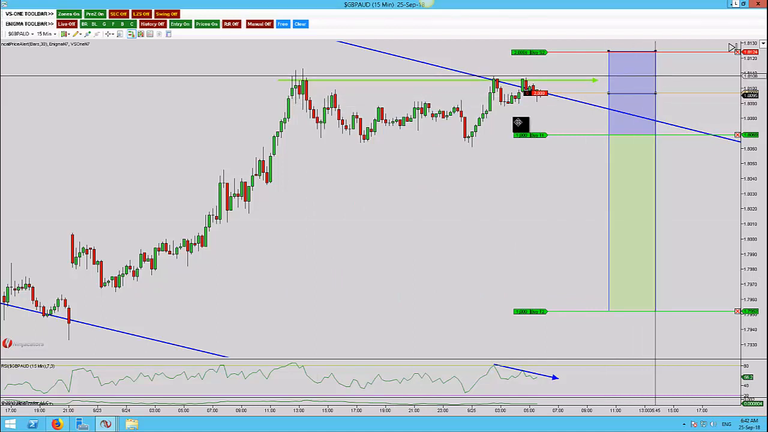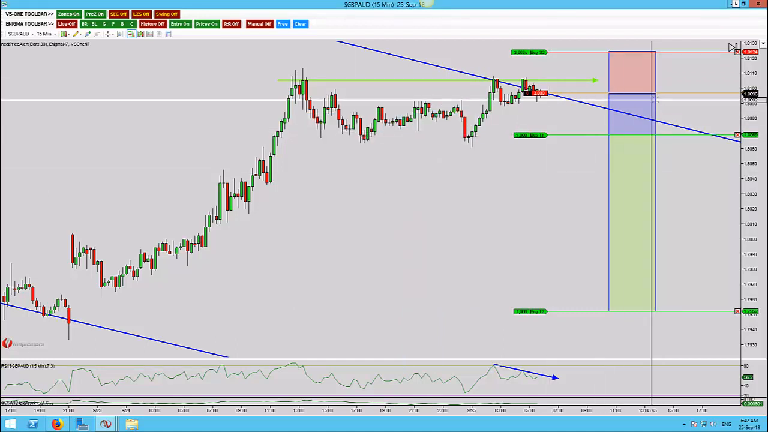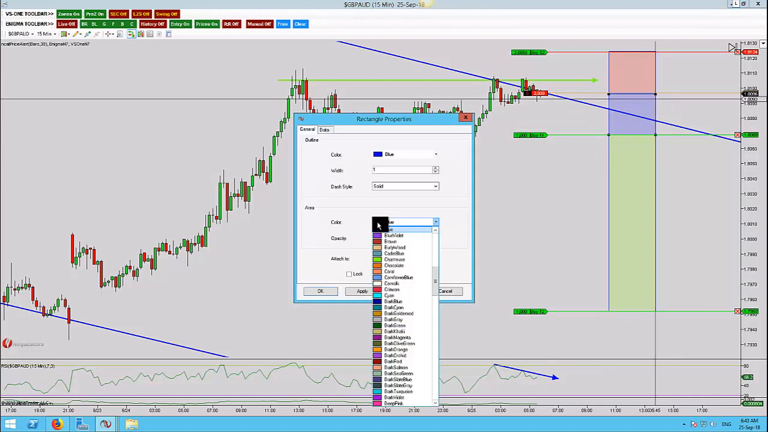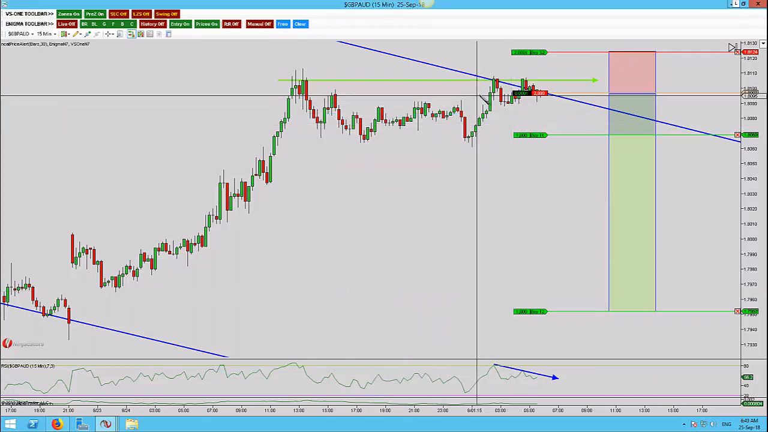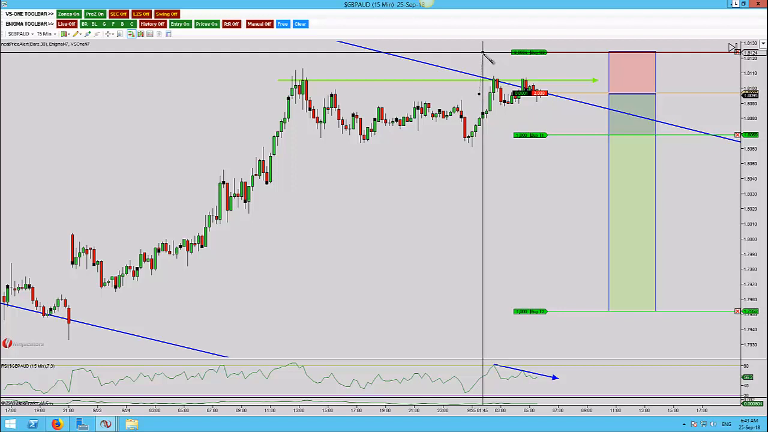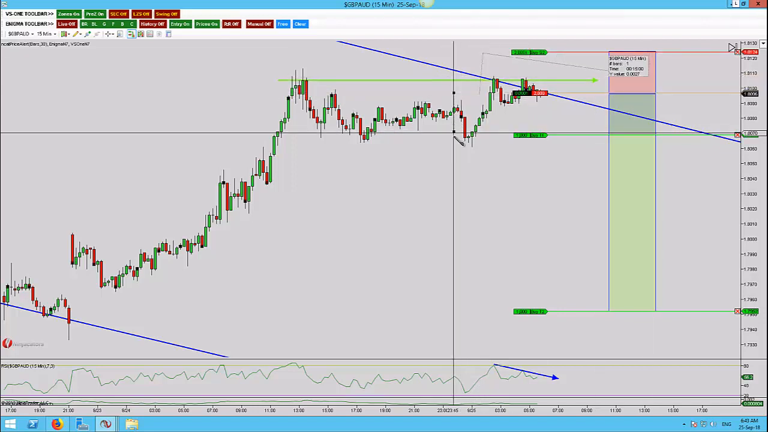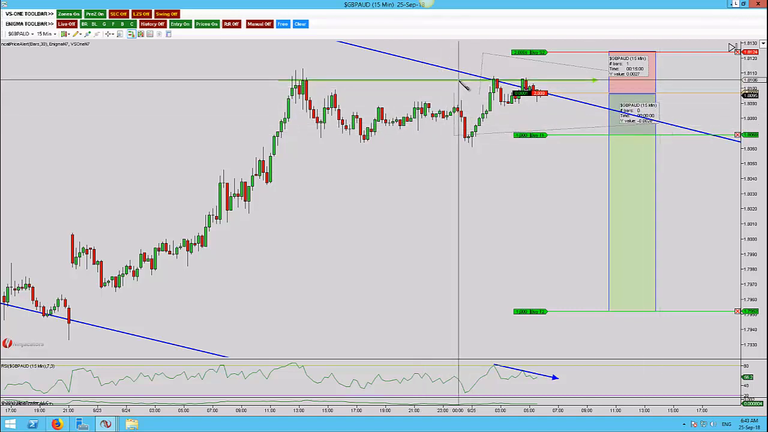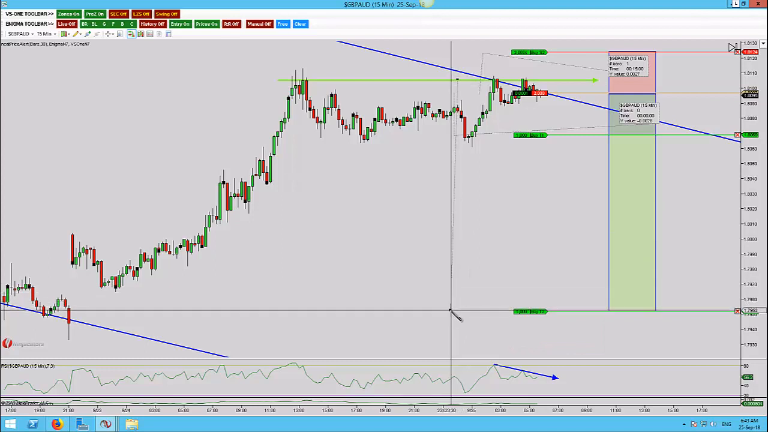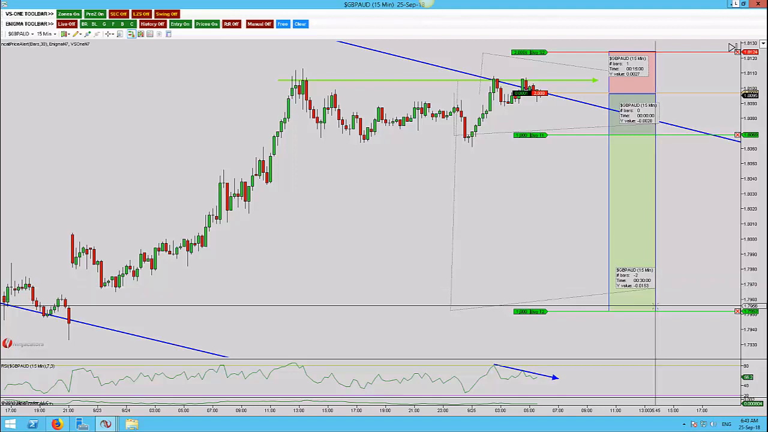I'm going to make these red for our stop loss, and we'll then make this green. Okay, so in terms of the actual amount that we're risking, oh, that would be nice, 153. Okay, we'll come back and see the outcome of this trade.